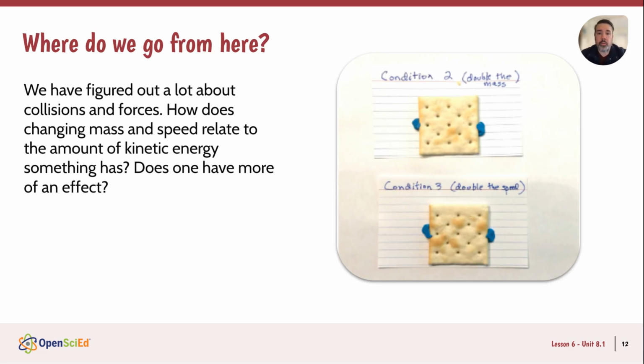Okay, so lesson 7 is going to start a new lesson set. So we figured out a lot about collisions and forces and a little bit about energy. The next lesson set is going to be a lot more about energy. And so we're going to, in lesson 7, really start to figure out what happens when you change the mass of objects and what happens when you change the speed of objects. Does changing one of those have more of an effect on the amount of energy or the amount of damage, depending on what we're looking at?